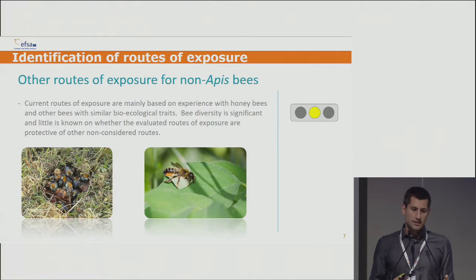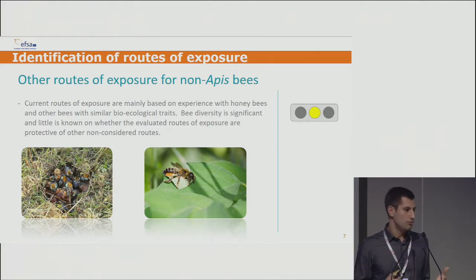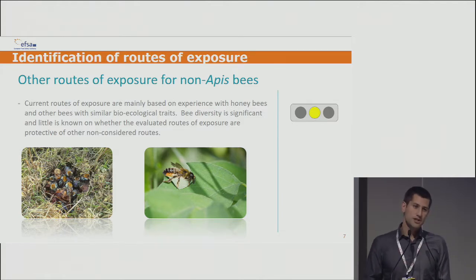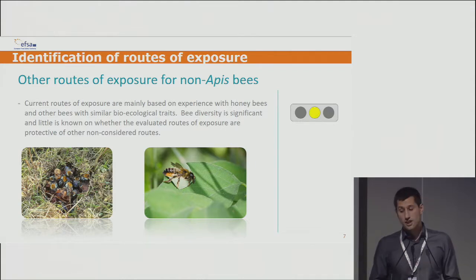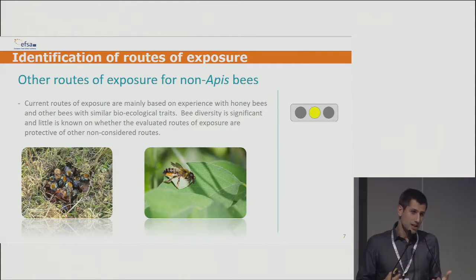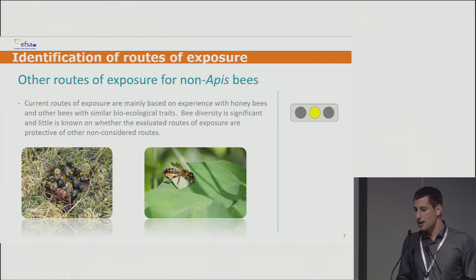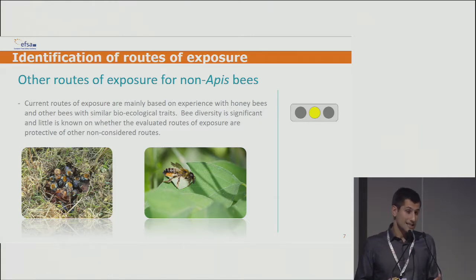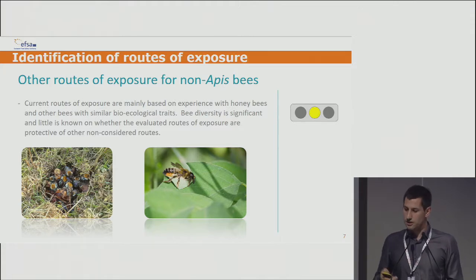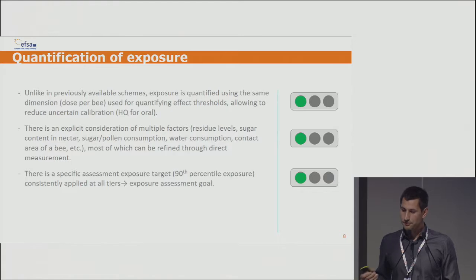We know anyway that the routes of exposure we consider are sufficient for honeybees and all the bees that have similar bioecological traits. We know there might be other routes of exposure that are more relevant for other bee species, because bee diversity in Europe is still quite high. However, we know these routes of exposure exist or may exist, but we don't really know whether the ones we are currently assessing are protective for the ones we are not assessing at the moment. But there are activities going on around this issue, so we hope we will have more details in the future.